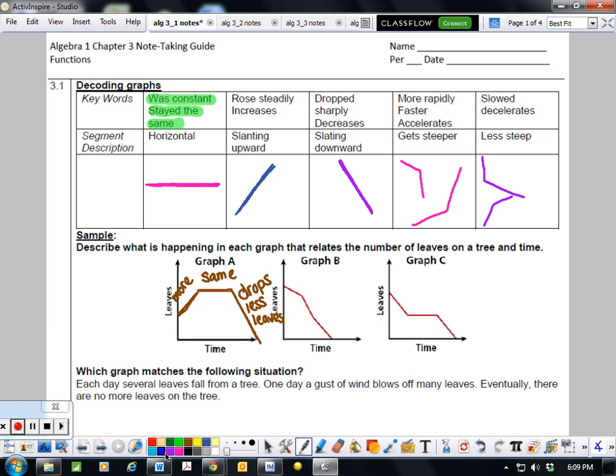On our next graph, the number of leaves are slowly dropping, and then maybe we have a huge windstorm and they drop a lot faster. The number of leaves in the tree drops faster, and then it slows down with maybe little gusts. So this one's faster, and this is slower. This is probably slowest because it's the least steep of the three segments. And this one is medium fast, I guess.